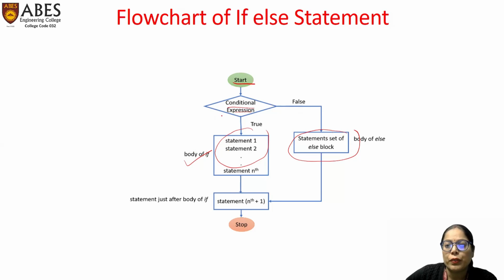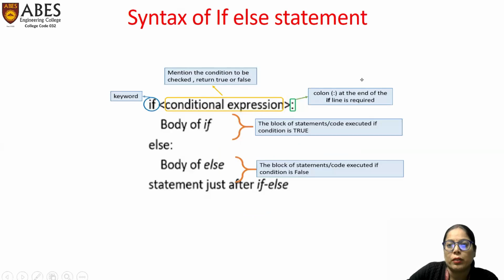You can see in the case of the if statement, what was happening? Only if the condition was true, it was executed. But in the case of false, it was not executing. But in the case of the if-else statement, there are two things. If the condition is true, the body of if is executed, and if the condition is false, then the body of else is executed. After that, the next statement is executed, and then the process stops. So this is how the if-else statement works, and I hope the difference between the if statement and the if-else statement is clear.